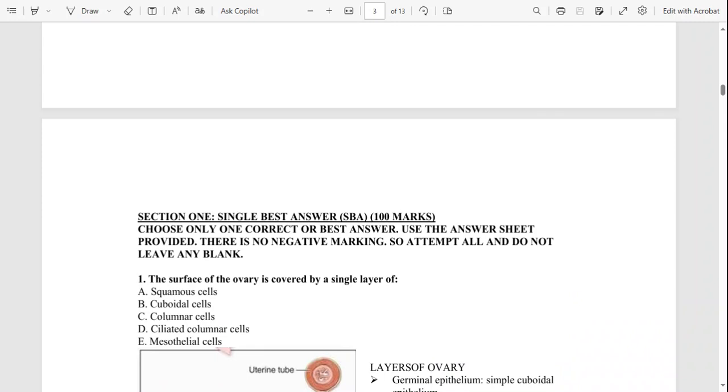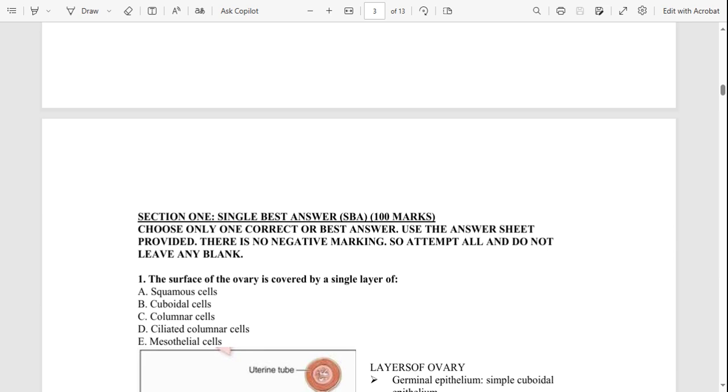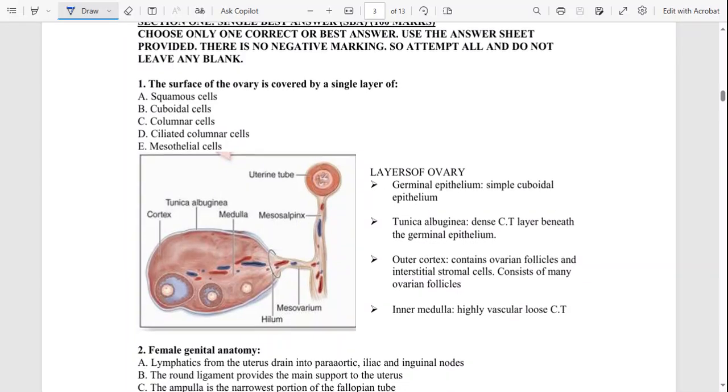The surface of the ovary is covered by a single layer of squamous cells, cuboidal cells, columnar cells, ciliated columnar cells, mesothelial cells. So what makes up the epithelium of the ovary? What type of epithelium is it? Anyone to help? Okay. Thank you so much. It's a simple cuboidal. Yeah.